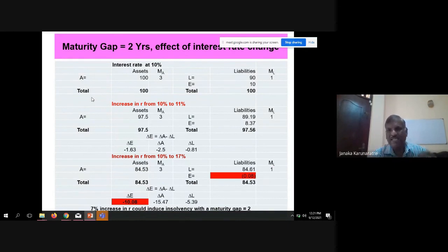So as a bank, be vigilant about maturity gaps. Estimate the possible impact on your equity as a result of the maturity gap and interest rate changes, and adjust the maturity gap accordingly. So that is the sole purpose of this model.